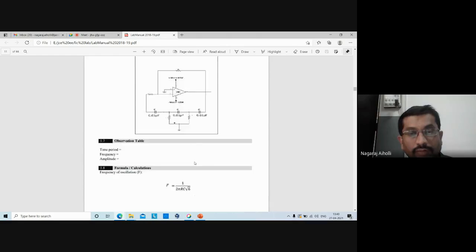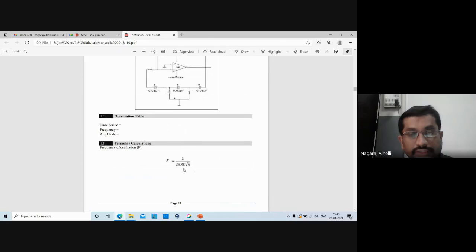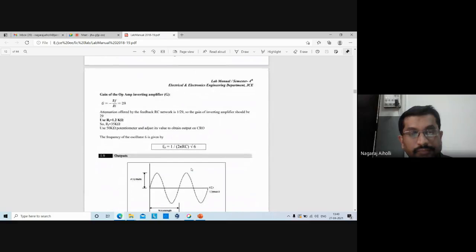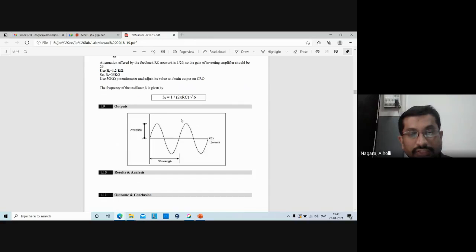The formula for the frequency of oscillation that is produced is f equals 1 upon 2 pi RC root 6. Then the gain is given by minus Rf by Rin, that is equal to 29. So this is how the oscillations are produced. It is a sine waveform that is obtained at the output of the RC phase shift oscillator circuit.